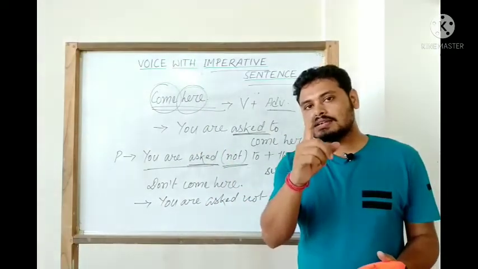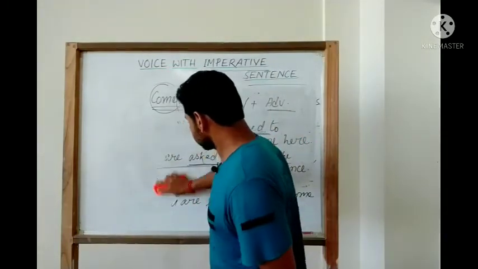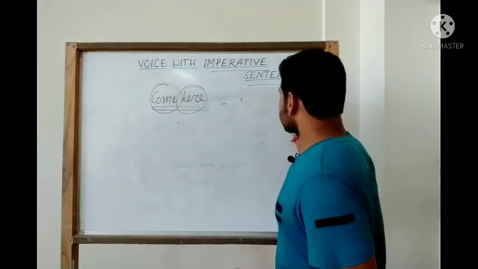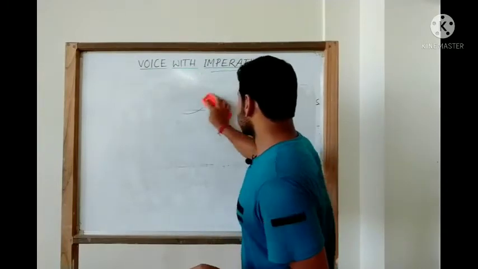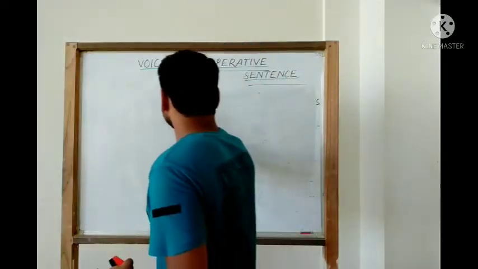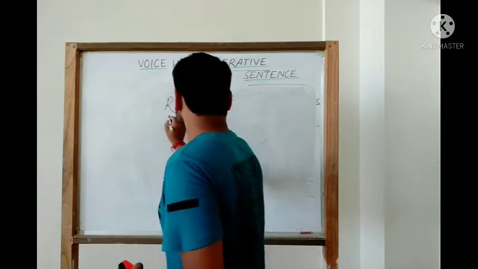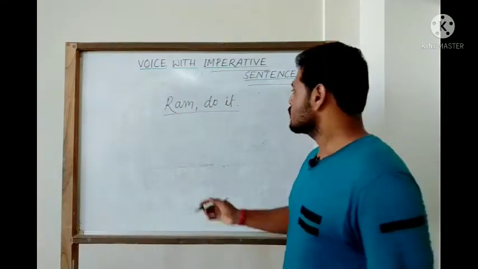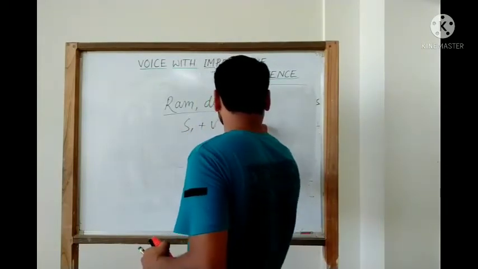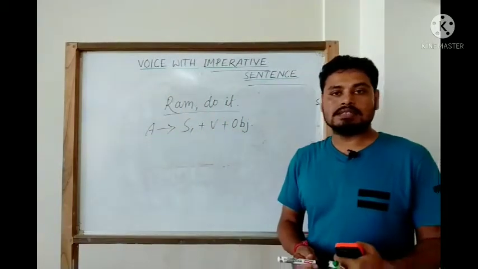Now remember, we had another type of imperative sentence. So let us try with that. If I try to write the third type of imperative sentence that we saw earlier, it was like this. Ram, do it. You see the structure? Here you have a subject with comma, then verb, then object. This is the active structure. Now how to change this?